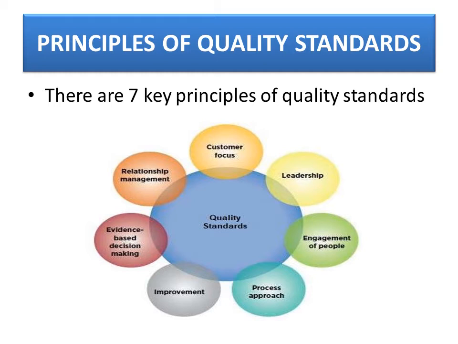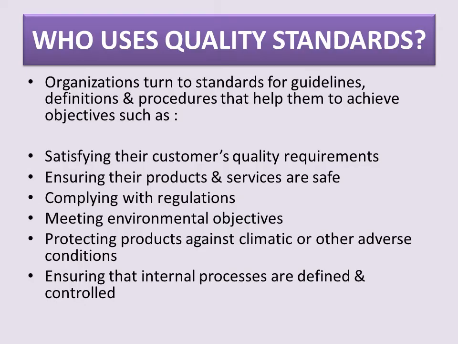So this is all about the 7 key principles of quality standards. Now we will see who uses quality standards. Organizations turn to standards for guidelines, definitions, and procedures that help them to achieve objectives such as, so what could be the objectives of any organization?